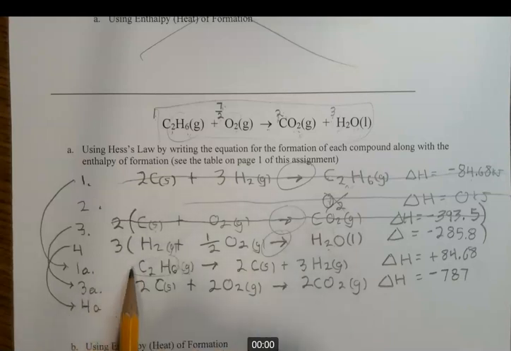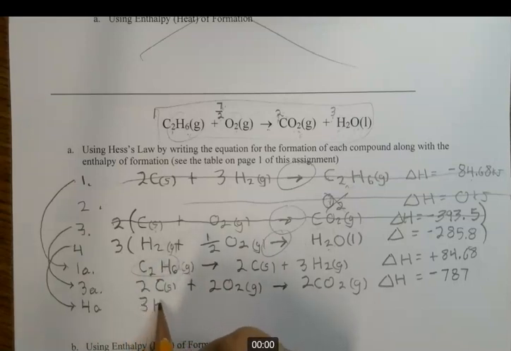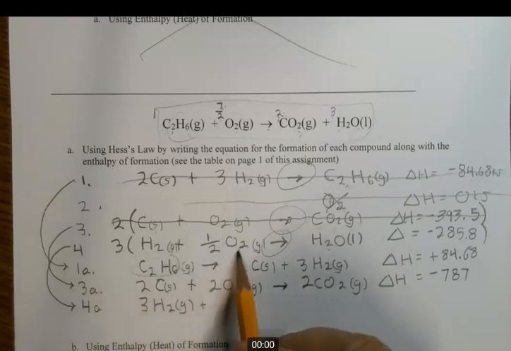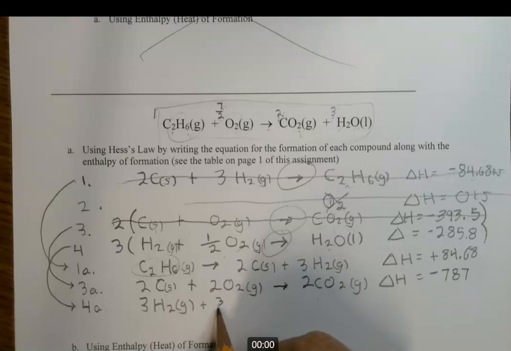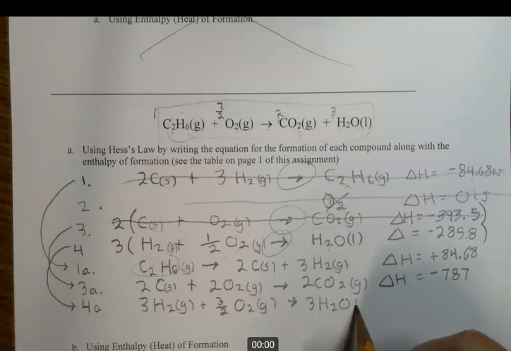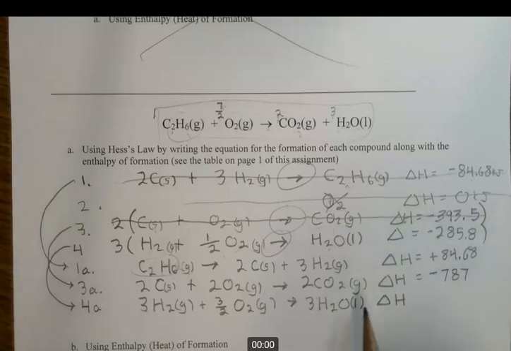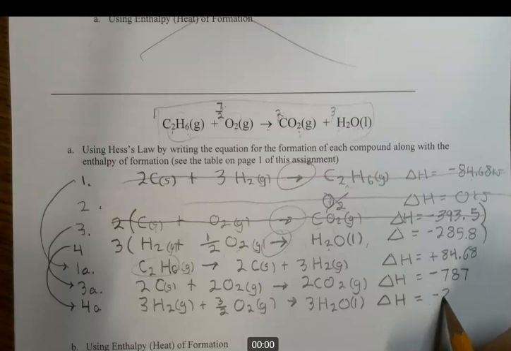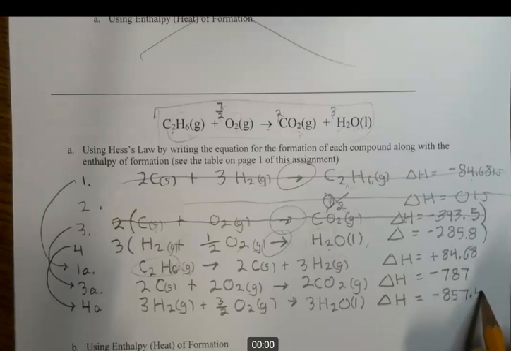4A. So it's going to be 3 times H2, plus 3 times 1/2 O2. So 3 times 1/2 is 3/2. That's a gas. And finally, that's going to give us 3H2O, and that's going to be a liquid. This one we said was going to be a liquid. And the delta H, so it's going to be 3 times negative 285.8. And that's going to give us negative 857.4.